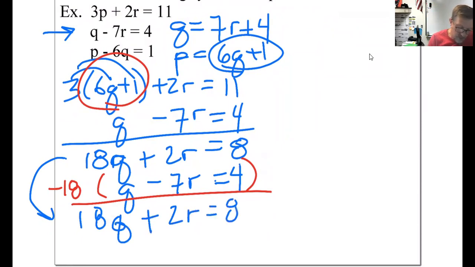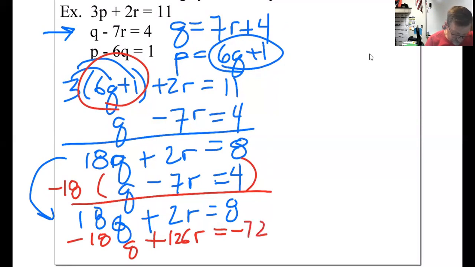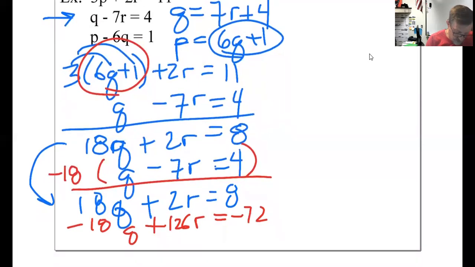And now I'm going to use my new one that I got. I'm multiplying by negative 18: negative 18 times q, negative 18 times negative 7 is positive 126. I did that in my head because, you know, I'm a math teacher. Negative 18 times 4 is negative 72. I'm going to move this down a little bit more, and when we do that, let's come up with a different color.